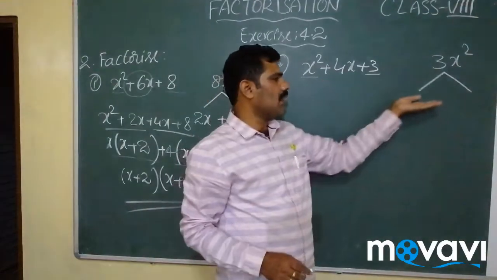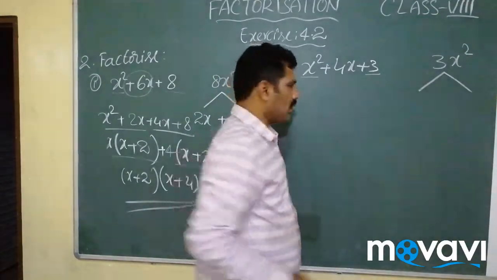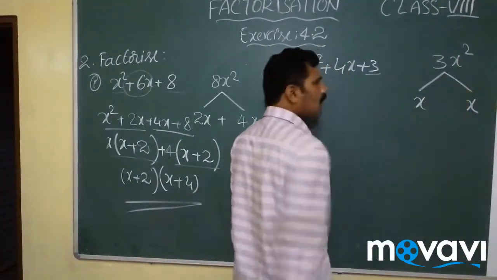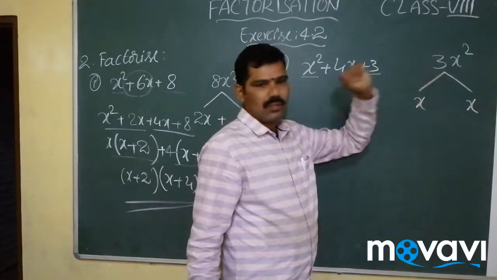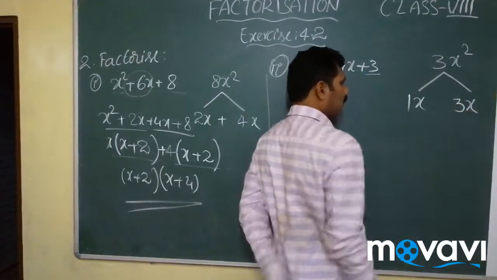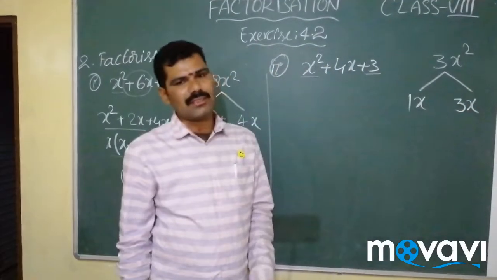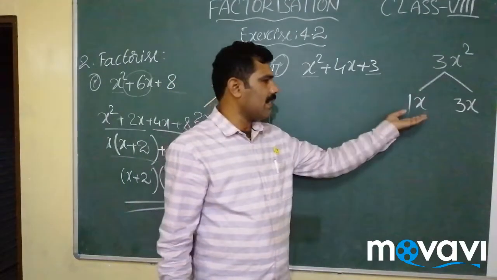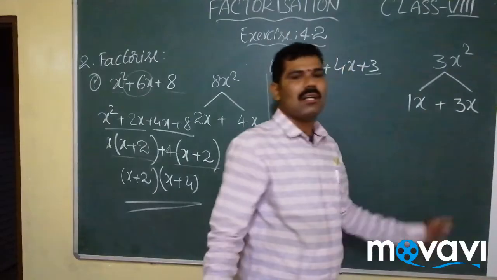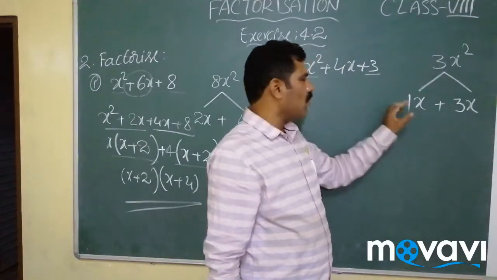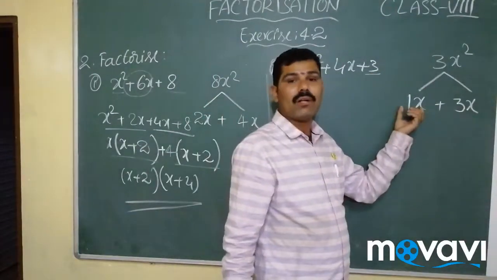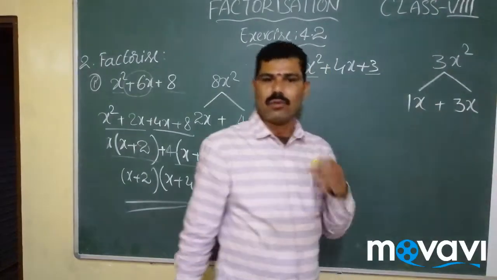Okay. Now how to get the values for P and Q? See here, x is common for both. That is x into x is equal to x square. And now we have to get for 3. If I write here 1 and here 3, see 1x into 3x is equal to 3x square, and if I add 1x plus 3x, actually I need not write here 1. For general understanding purpose I have written here 1x. So 1x plus 3x is equal to 4x.